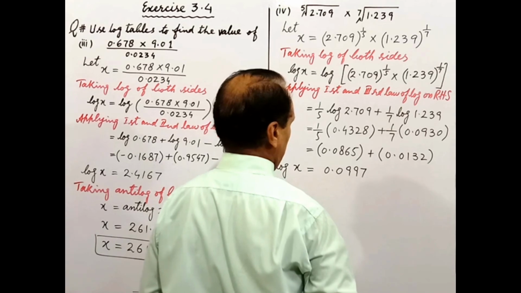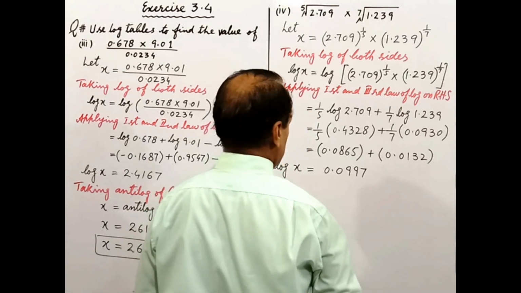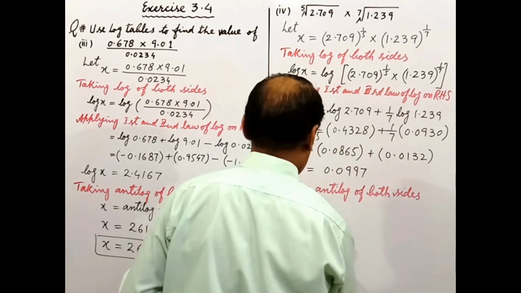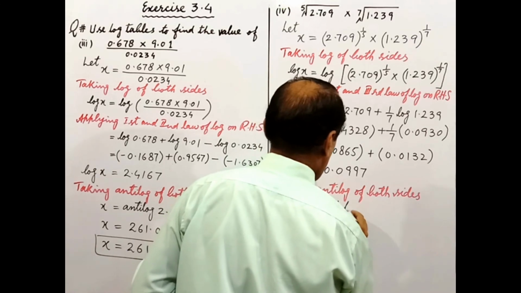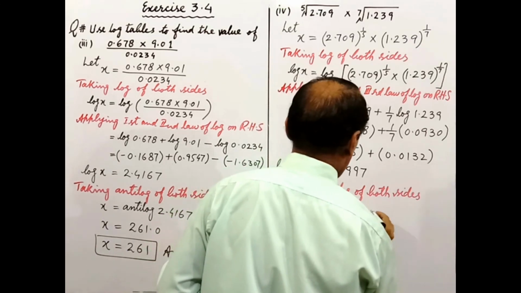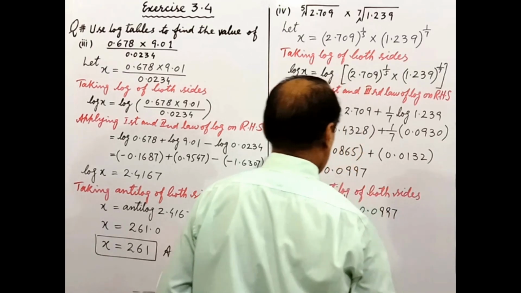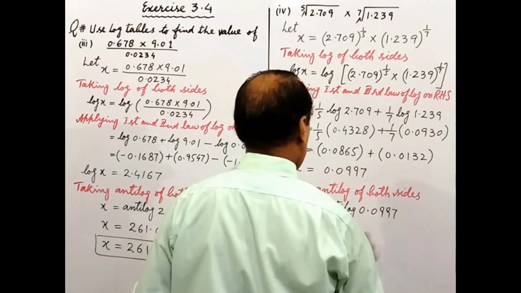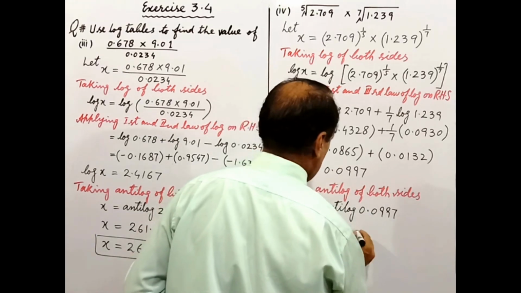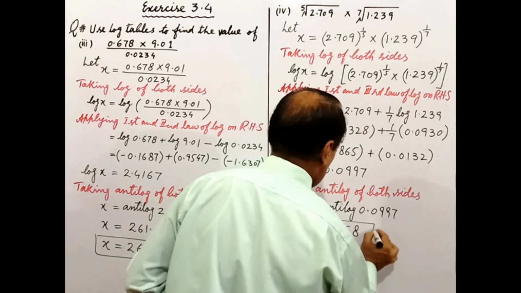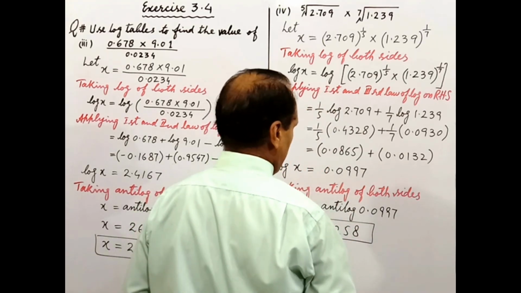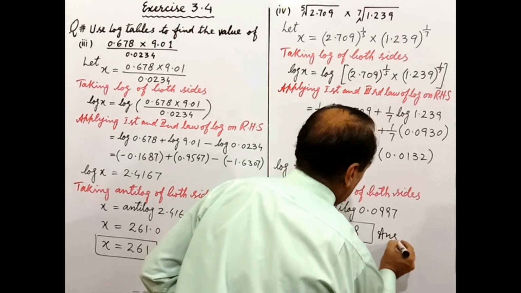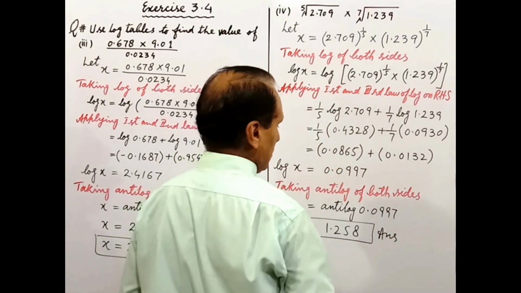Now we apply the definition of antilog, that is taking antilog of both sides. We have x is equal to antilog 0.0997. Using scientific calculator, pressing shift log 0.0997, we have 1.258, and we write only the first 4 significant digits because that is the requirement to relate our answer to the log table using calculator. And that's it for the question number 1 part 4.